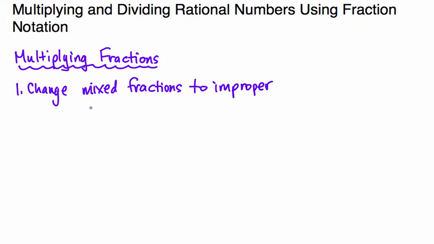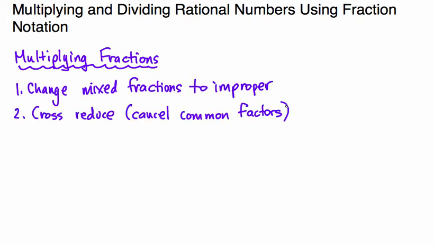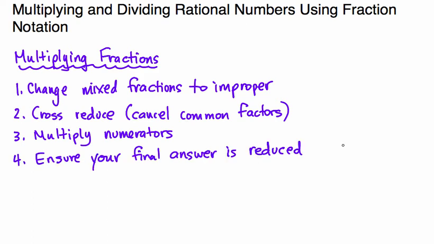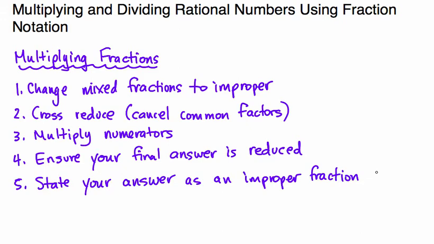First, change mixed fractions to improper fractions. Second, cross-reduce, which means cancel out any common factors. Third, multiply numerators. Fourth, check that your final answer is fully reduced. And lastly, state your answer as an improper fraction. So let's take a look at 3 examples of this.